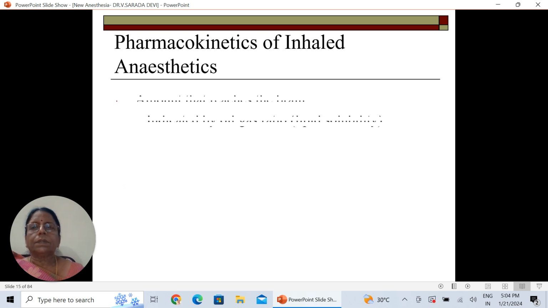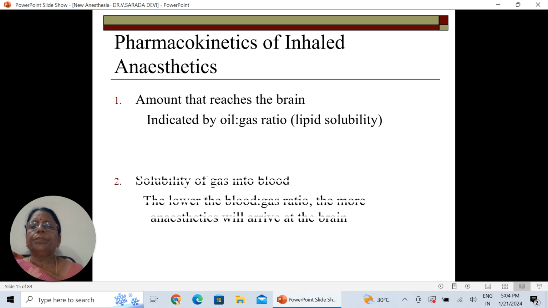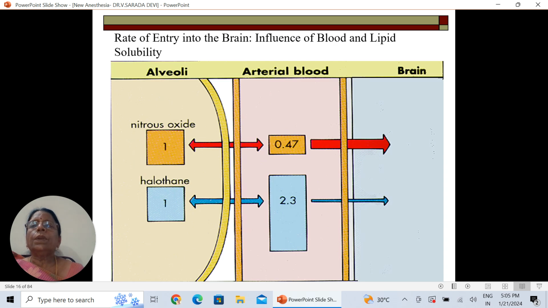Pharmacokinetics of inhaled anesthetics. The amount that reaches the brain is indicated by the oil-gas ratio, that is lipid solubility, and the solubility of gas in blood. The lower the blood-gas ratio, the more anesthetic will arrive at the brain. So the rate of entry into the brain is influenced by blood and lipid solubility. This is shown for nitrous oxide and halothane.